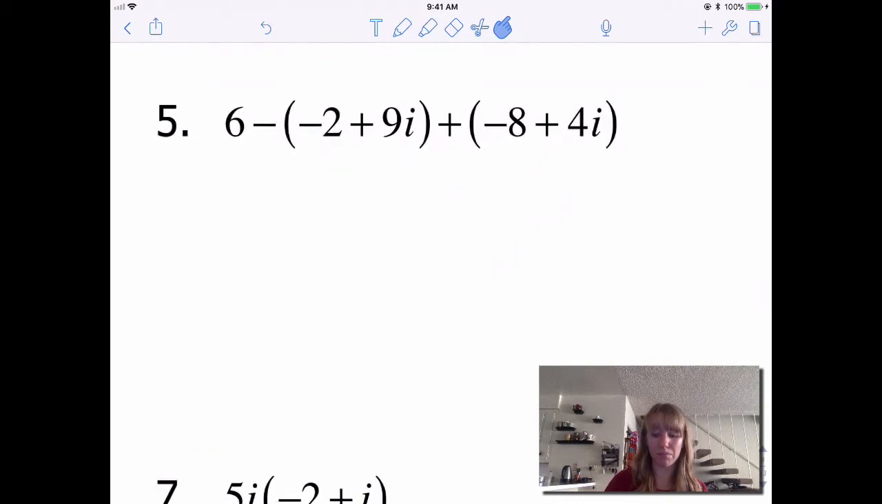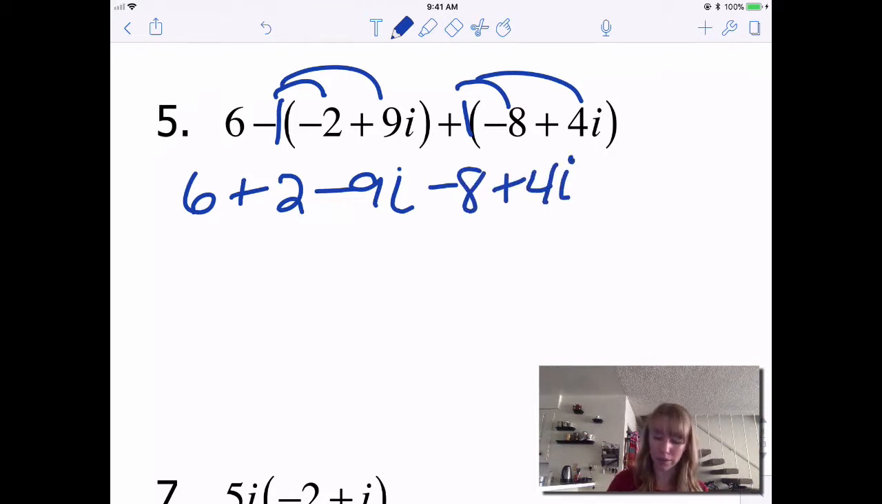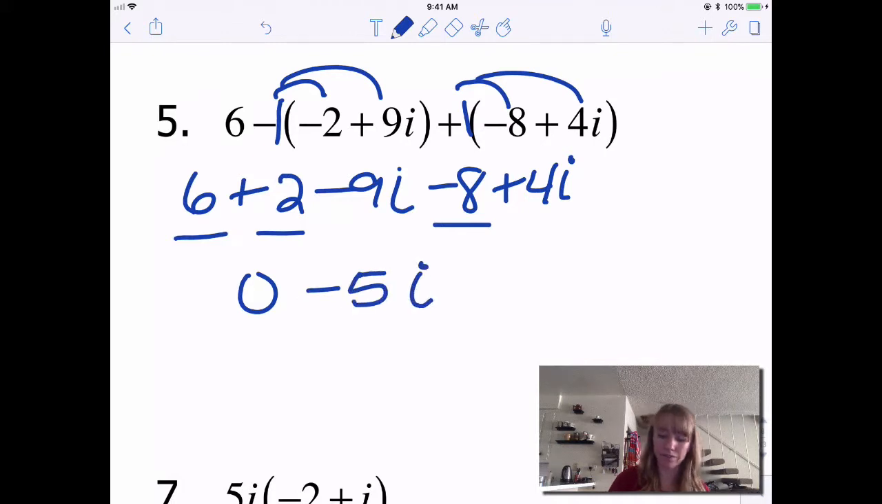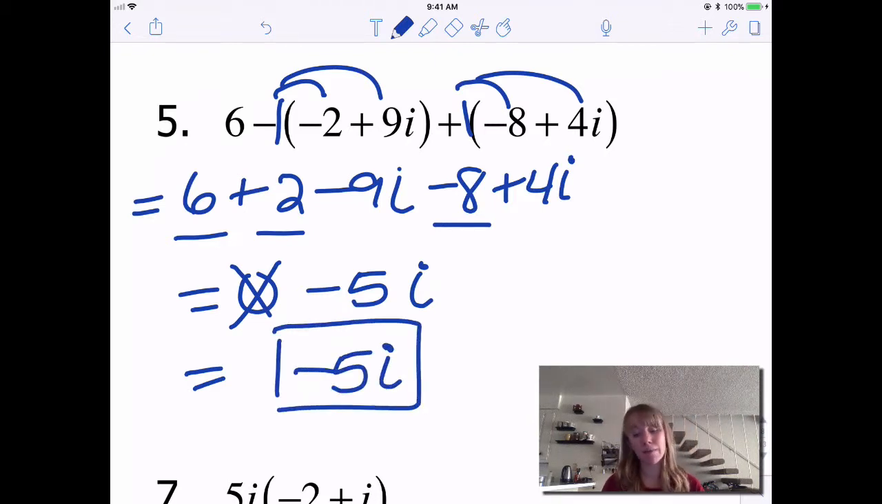Number 5, there's more of them going on, but I can still combine my like terms. Start with 6, and then I distribute the negative just to what has parentheses. So positive 2, negative 9i. And then if I have a positive, that doesn't change anything. So it's just negative 8 plus 4i. Combine all of your like terms. I have 6, 2, and negative 8 is actually 0. And then negative 9i and 4i is negative 5i. 0 I don't really need to write, so I can just write negative 5i. And that is my final answer. This time I have no real part, just an imaginary part.